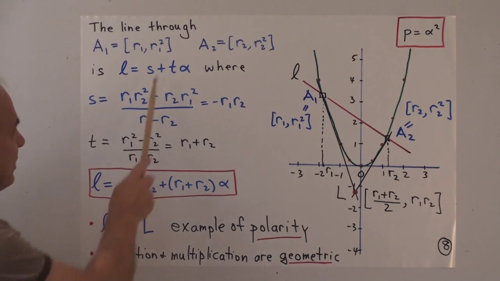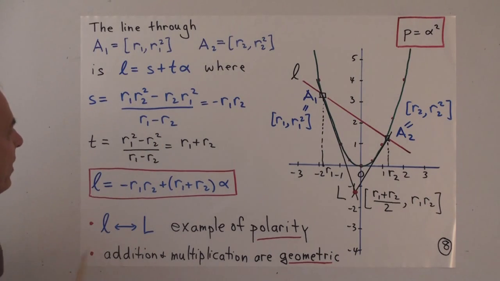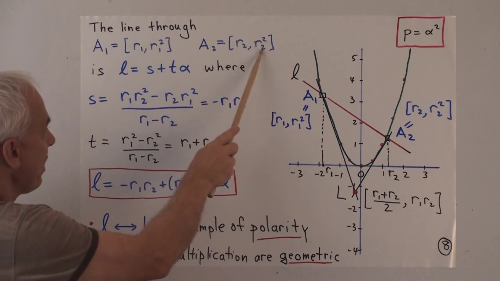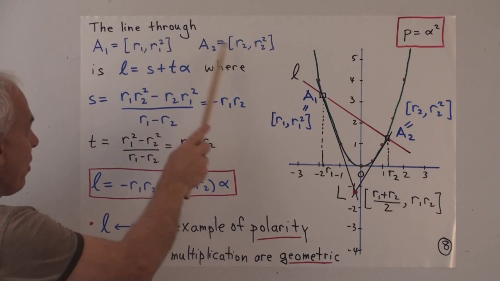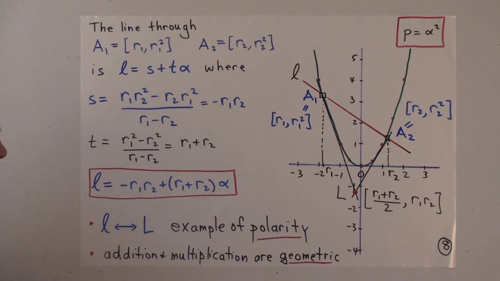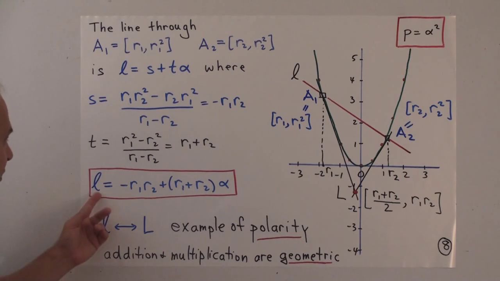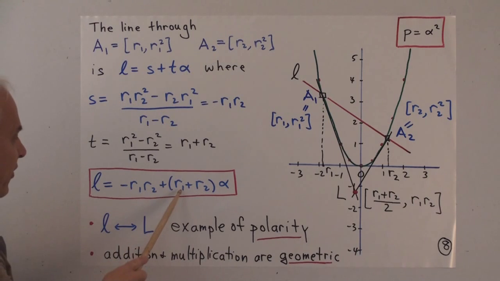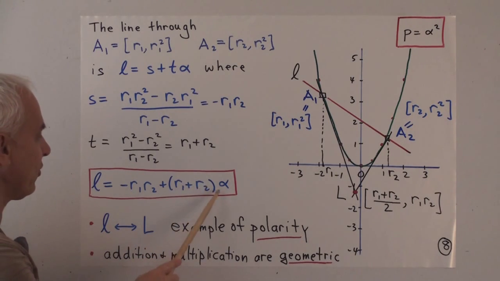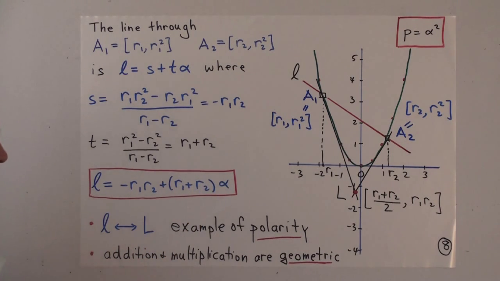And what about t, the slope? It's r1 squared minus r2 squared divided by r1 minus r2. Well, that factors immediately as r1 plus r2. And so there is the equation for our line: minus r1 r2 plus r1 plus r2 all times alpha.